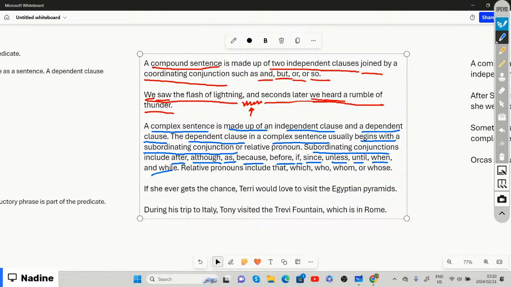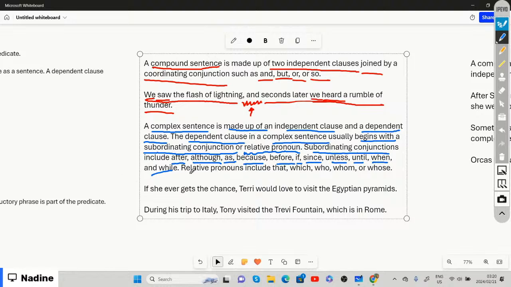Right? So that is a difference between a coordinating conjunction and a subordinating conjunction. So within a complex sentence, which is made up of an independent clause as well as a dependent clause, this complex sentence usually begins with a subordinating conjunction or a relative pronoun. And I just went over what subordinating conjunctions are.